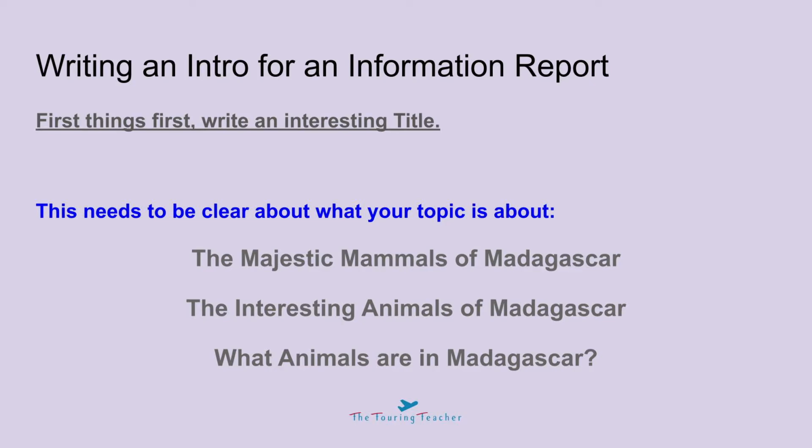So, my topic could be about the animals in Madagascar. So, here are 3 examples of what my title could be. It needs to be really clear about what my topic is about. I've got the majestic mammals of Madagascar. I've put some alliteration in there. The interesting animals of Madagascar. What animals are in Madagascar? So in the title, you can also have a question as well. So those are 3 different options. Which one did you like better?